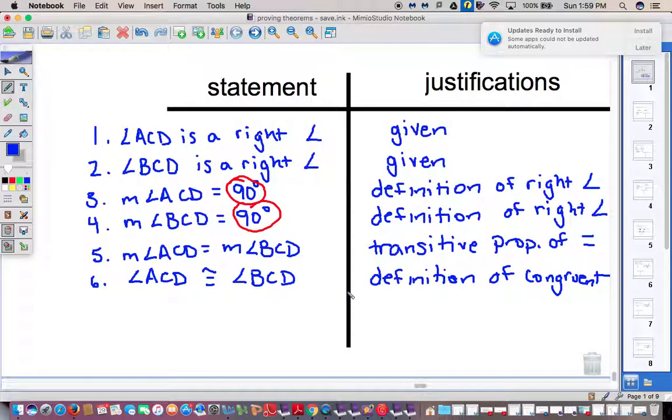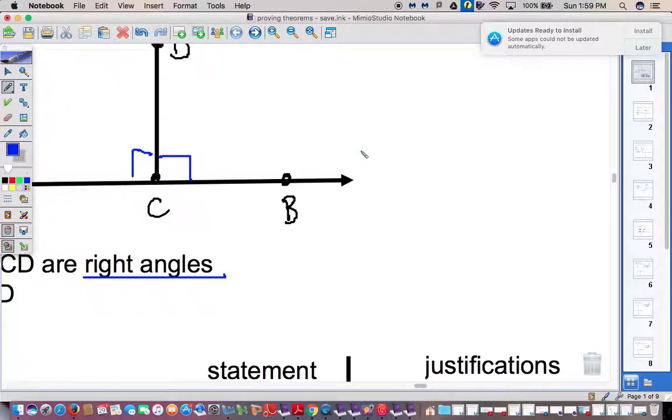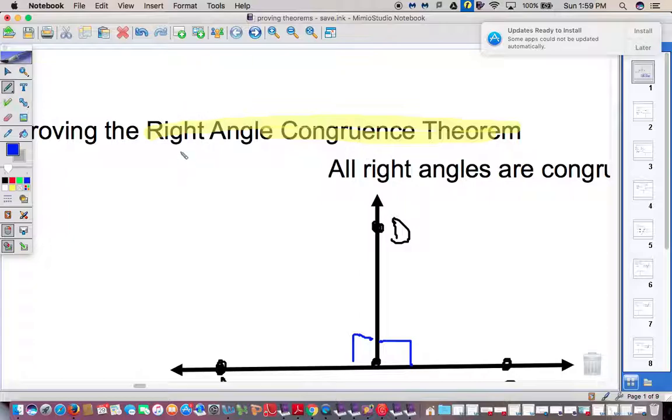So it's not as hard as we think. We're going to be using a lot of the same information in all of these proofs because we're trying to prove some pretty basic theorems. But remember, we can't use a theorem in a proof until we've proven it. So now that we've proven that all right angles are congruent to each other, we have now proven the right angle congruence theorem, and you can use this over and over in a proof.